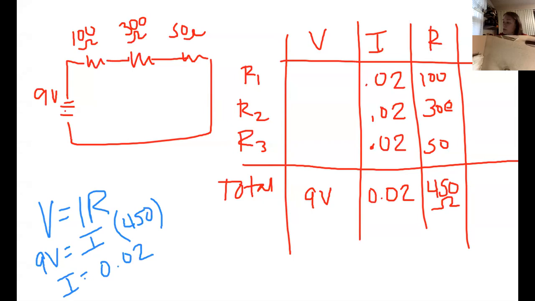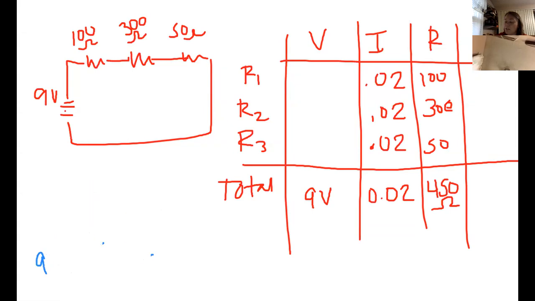Now what we're going to do is apply Ohm's law to each individual resistor, each individual component in the circuit to find the voltage drop for each resistor. So we're going to calculate V. We'll call it V1, voltage 1 that's occurring through resistor 1. We know the current is 0.02, and we know the resistance for the first resistor is 100.